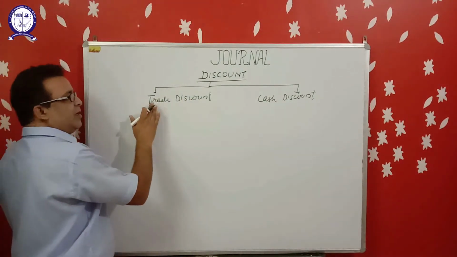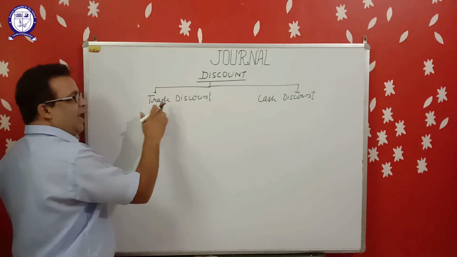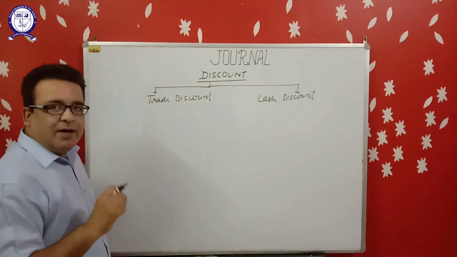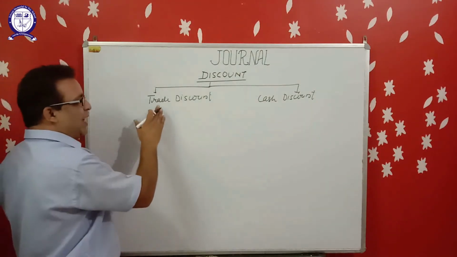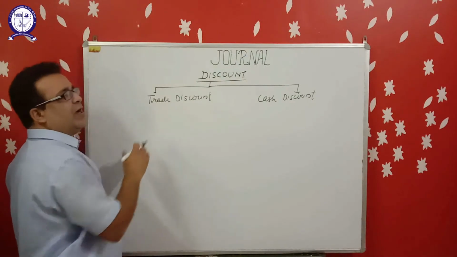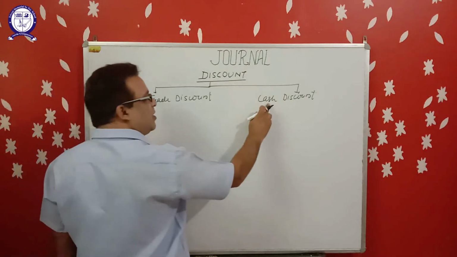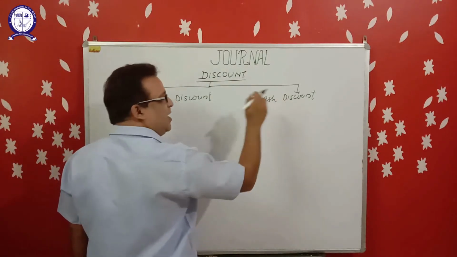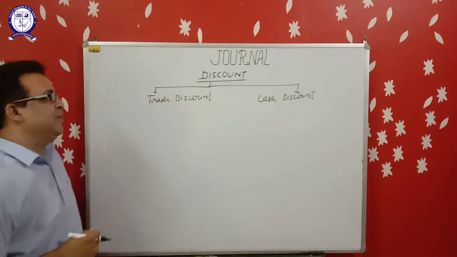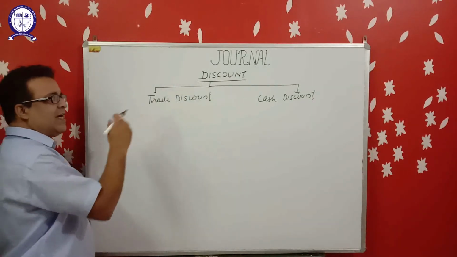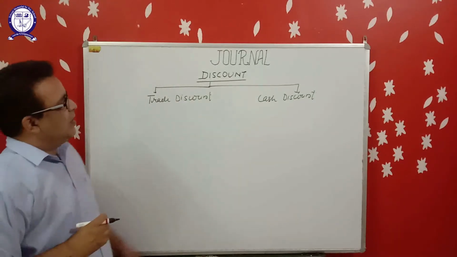Trade discount is deducted at the time of making invoice. That's why this is not recorded in the books of accounts separately. Cash discount is recorded in the books of accounts separately. Now let us understand the accounting procedure of discount.